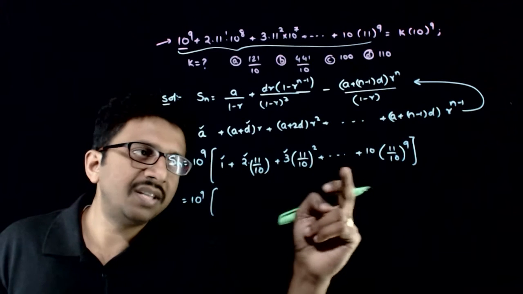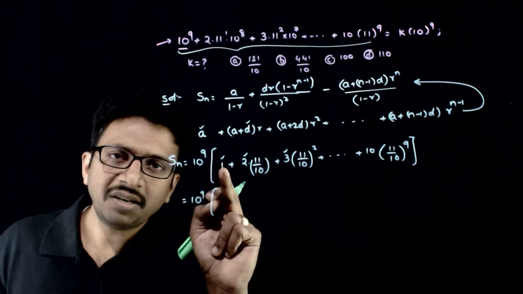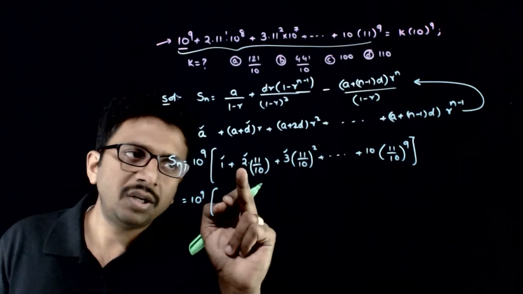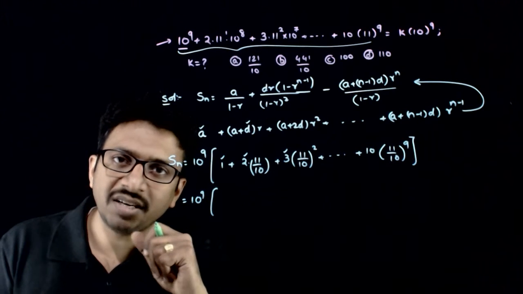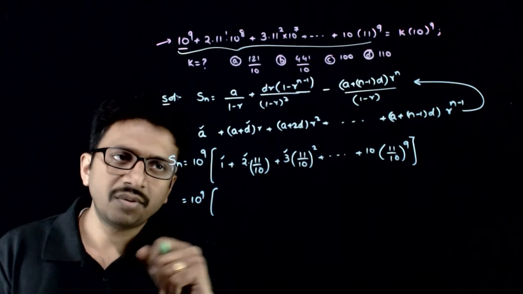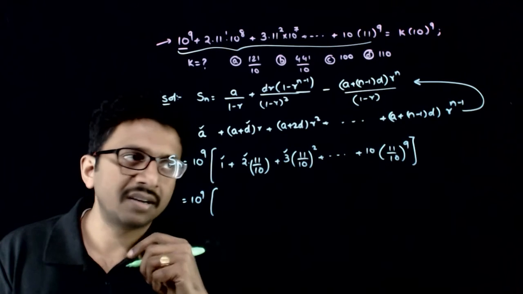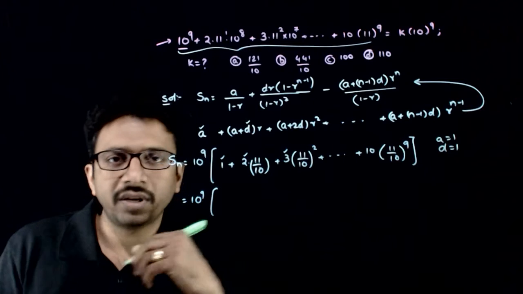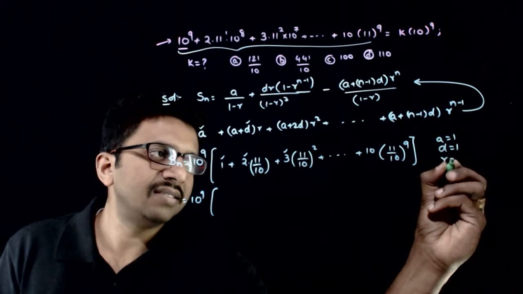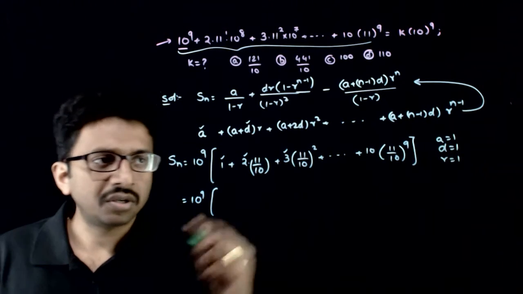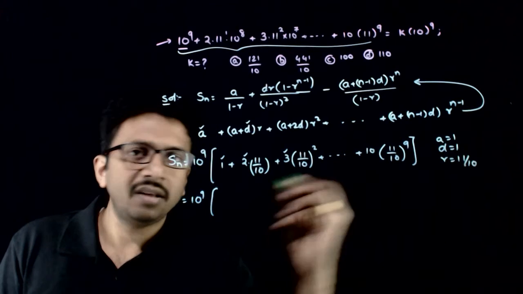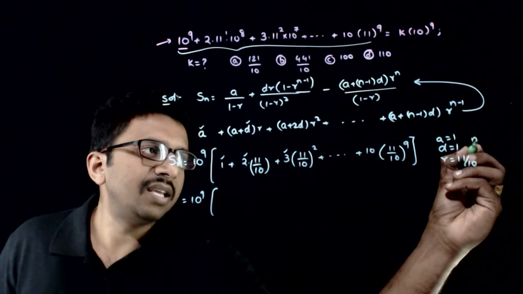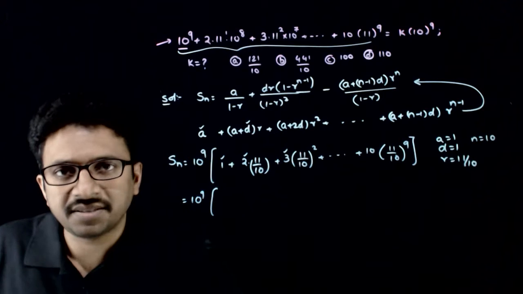So this is equal to 10^9 times the sum. How many terms are there in the sequence? There are 10 terms, because it goes 1, 2, 3, and so on up to 10. So n is equal to 10. Let me write the properties: A = 1, D = 1 for the AP, R = 11/10 for the GP, and n = 10, the number of terms.